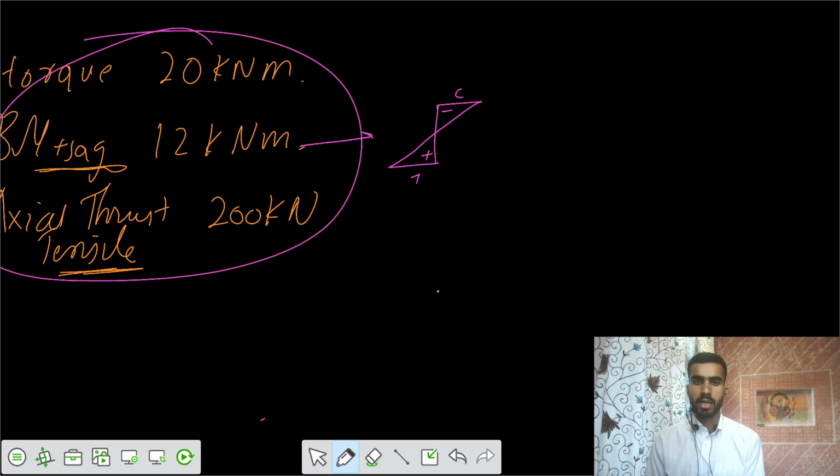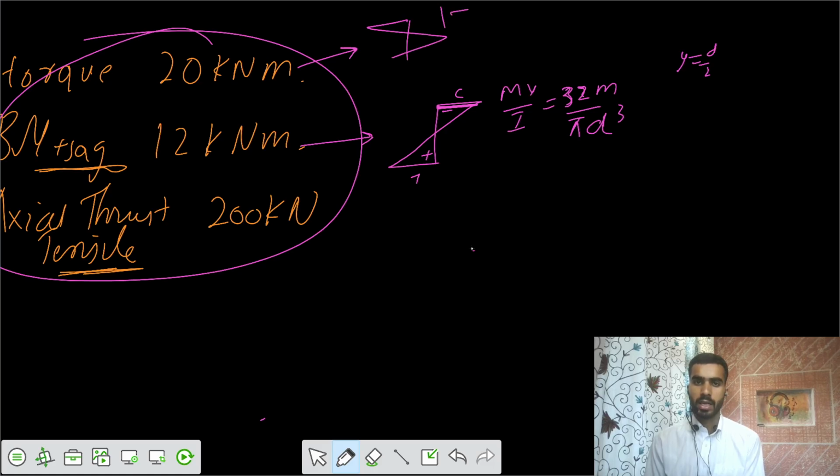For this sagging bending moment, I would say this is My by I. That's 32 M by pi d cube. If you're talking about the extreme fiber, that means y should be equal to d by 2. So you go to the equation, and you get a value of 32 M by pi d cube. And similarly, if you are applying a torque, I would say there's some variation of 16T upon pi d cube. Tau max equals 16T upon pi d cube. That's tau max. Let's write it as tau T because of torsion.